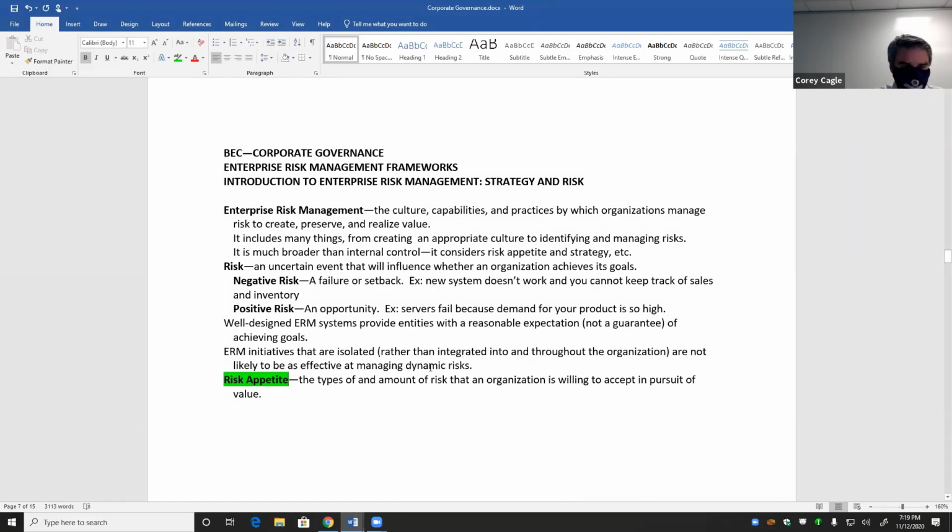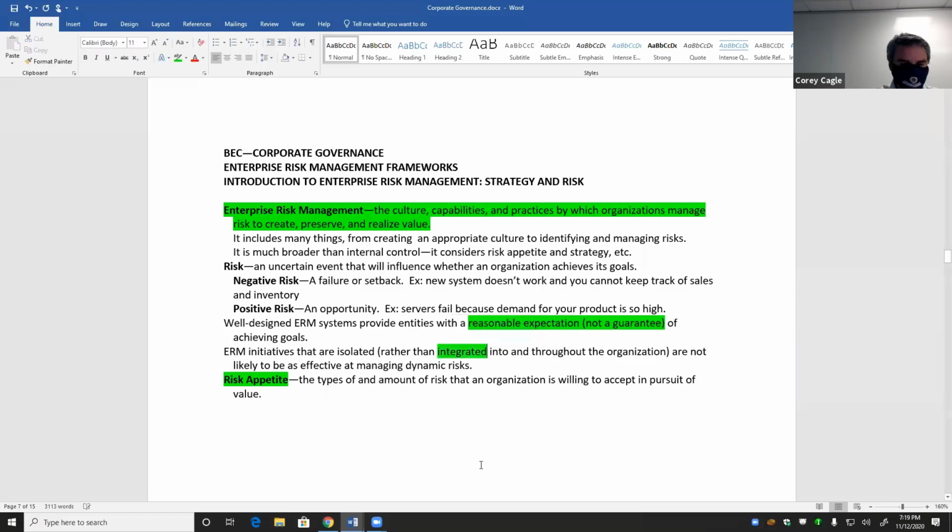So what's important? Definitely reasonable expectation, not a guarantee. That's always important. What is the definition? That's definitely important. The idea of an integrated system is always a good thing. Anything I have listed, I feel like is important enough to list. Anything I highlight in green, I feel like you better know this. Kind of what I do.